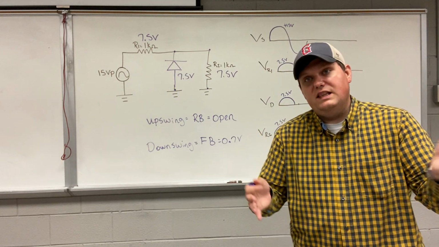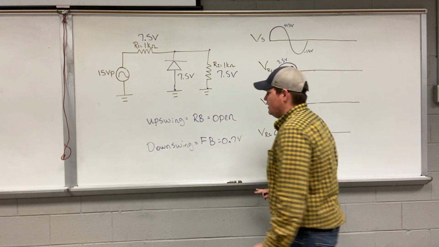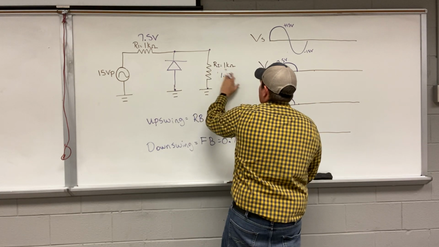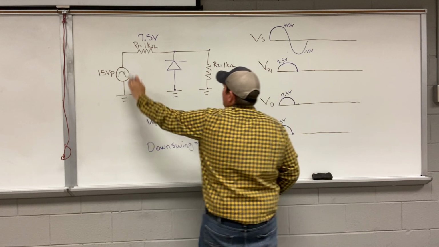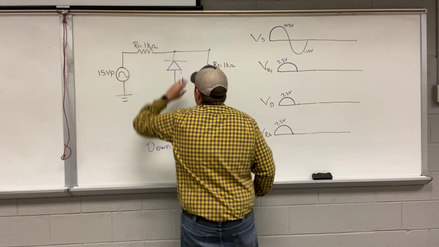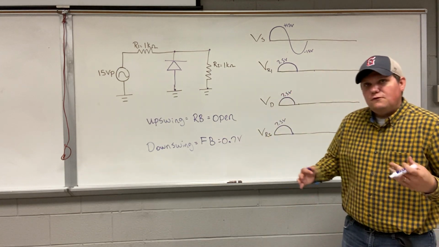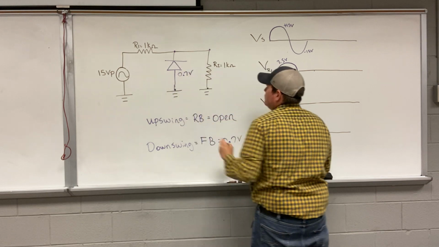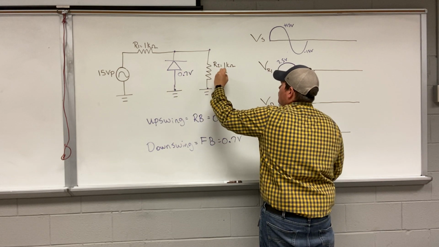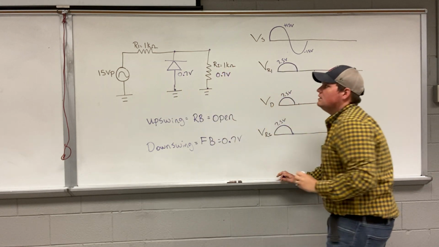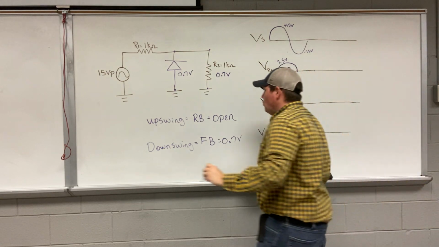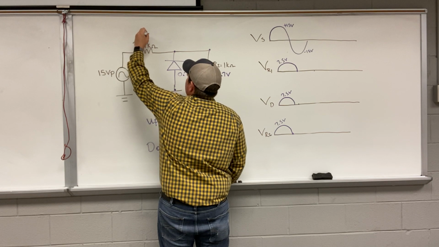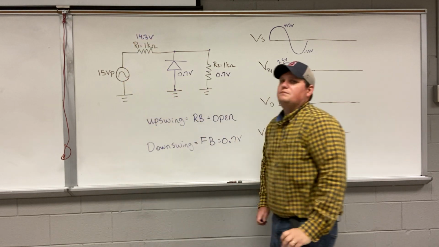So now let's look at the downswing. On the downswing, we're forward bias. That's what we have written right here. So if the diode is forward bias, that means the diode will have 0.7 volts. R2 will have 0.7 volts. And what's left on R1 is 15 minus 0.7, which is 14.3 volts.